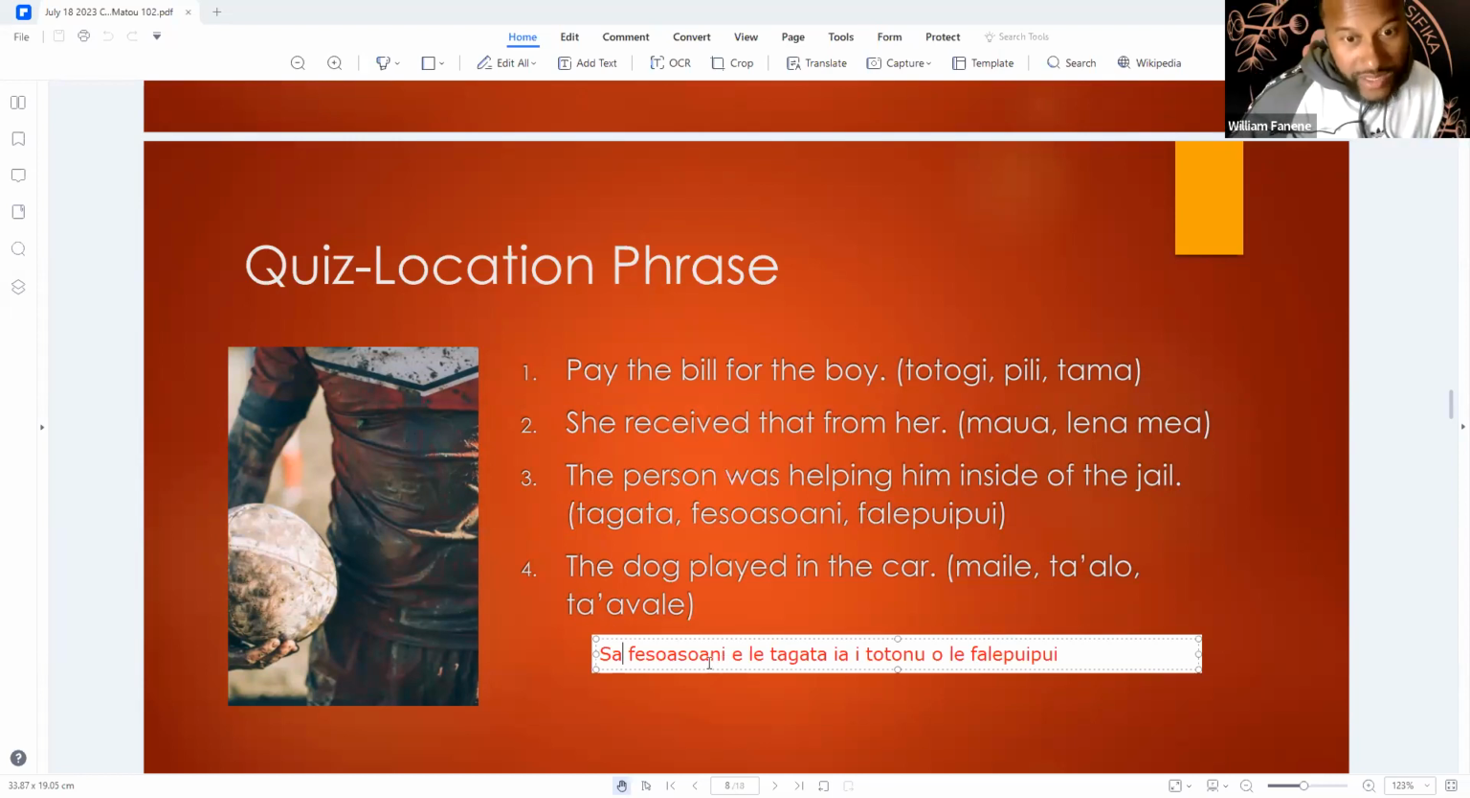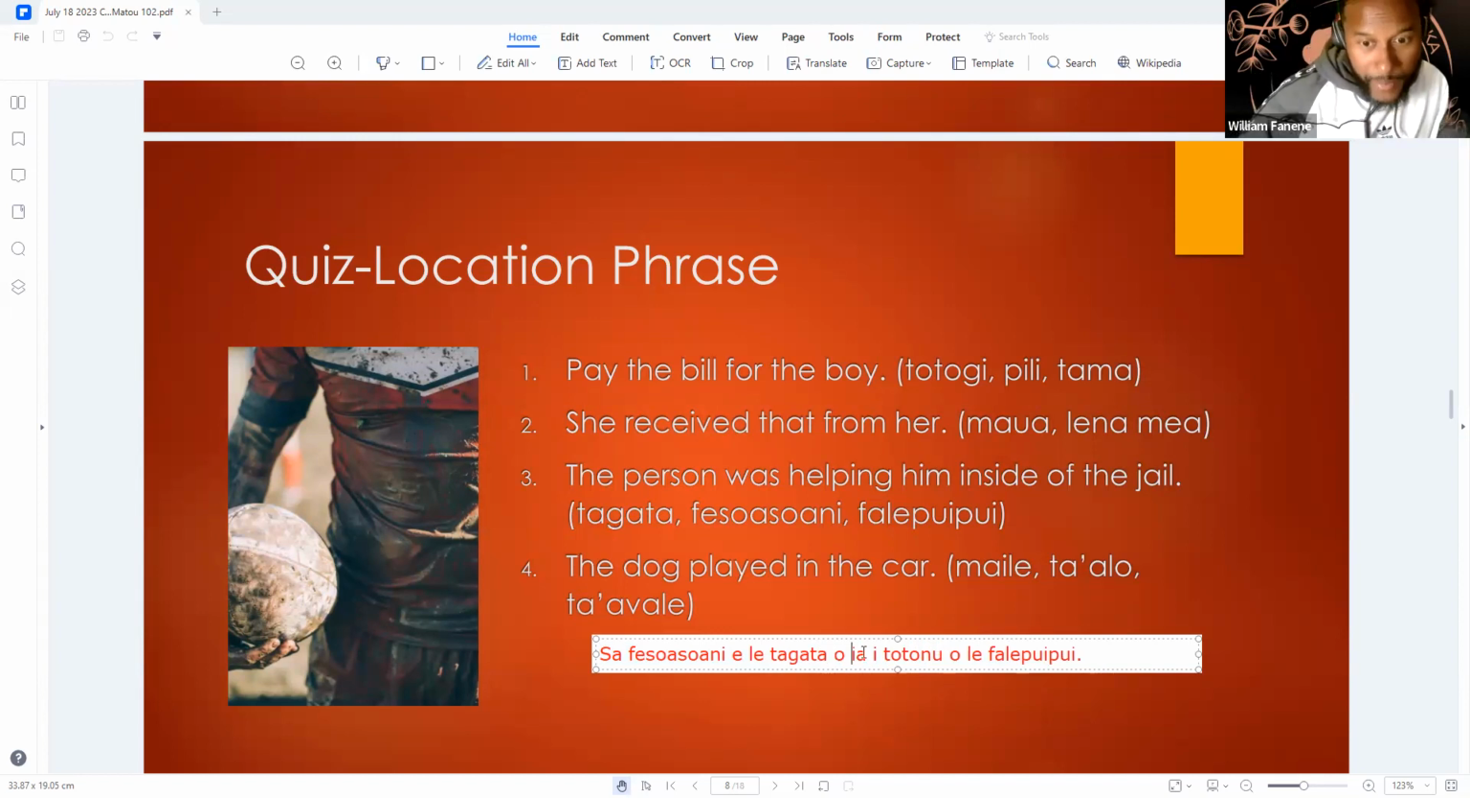So sa fesosoani, all right, tense, action, and then e le tangata. So the person was helping. So all of this is good right here. Sa fesosoani e le tangata, and then was helping him, and then inside: i tutonu o le fale pui pui. Awesome. So sa fesosoani e le tangata. I guess I should say oia i tutonu o le fale pui pui.